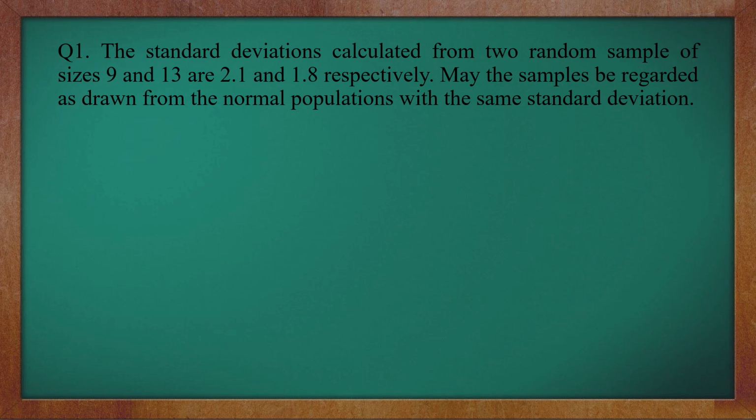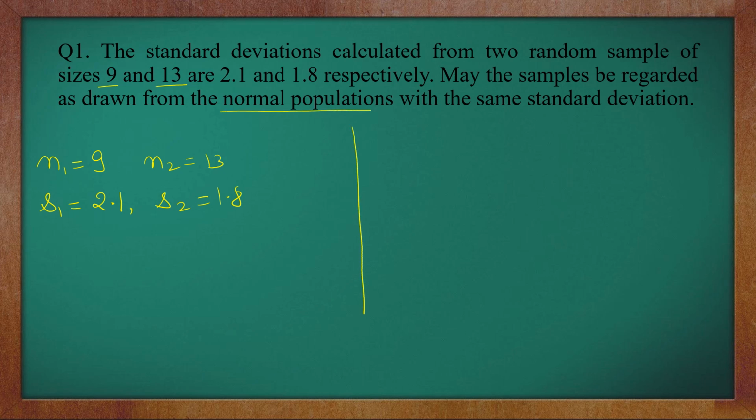The standard deviations calculated from two random sample sizes 9 and 13. Now see, here they are saying the first sample size is 9, the second sample size is 13. What are their standard deviations? Now, they are talking about standard deviations, so definitely we have to go for the F test, correct? May these samples be regarded as drawn from the normal population?